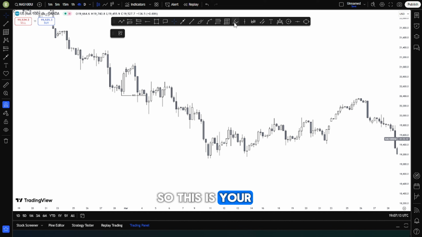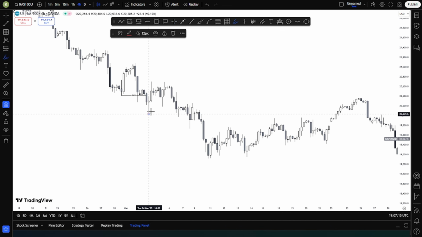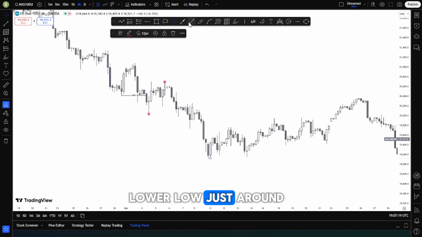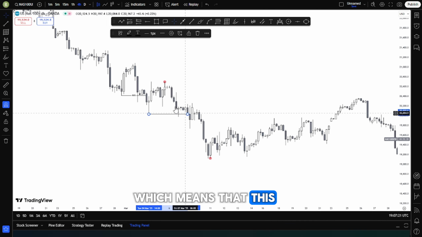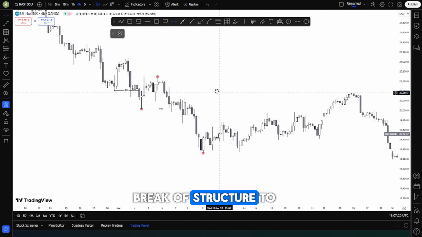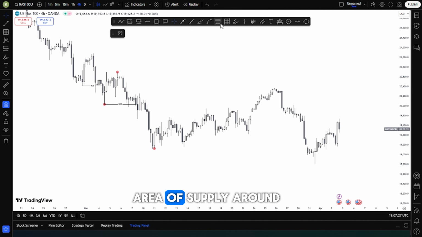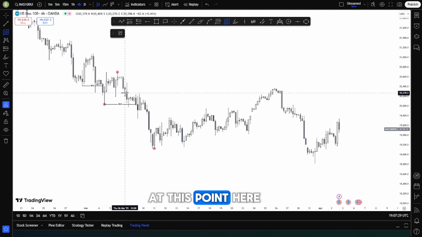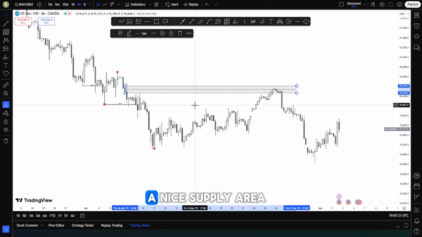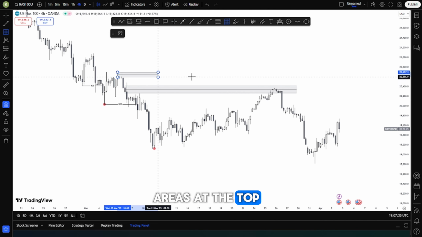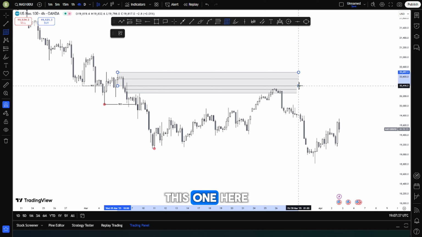So this is your lowest point here, then this is your lower high, then this is your lower low, just around that area, which means that this is another break of structure to the downside. So as you can see here, we tapped into an area of supply around this point here. Seems like this was a nice supply area, and then we also had some supply areas at the top, of which it's still this one here.